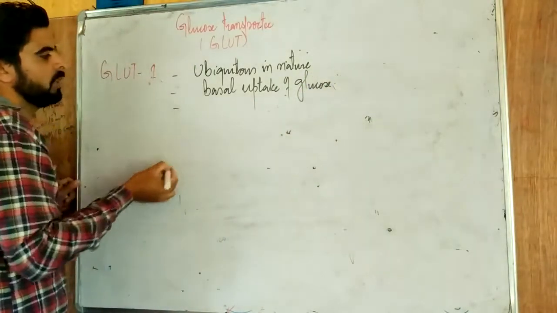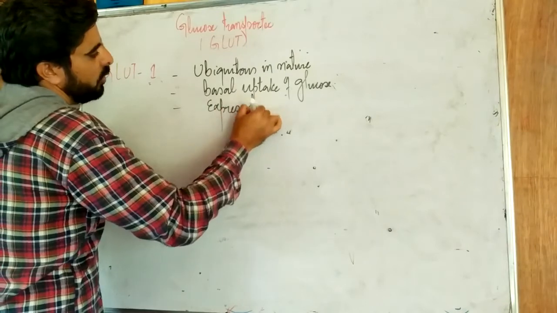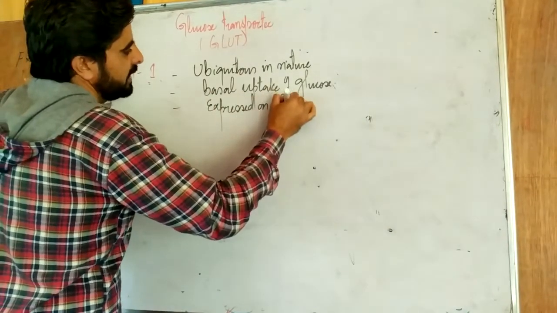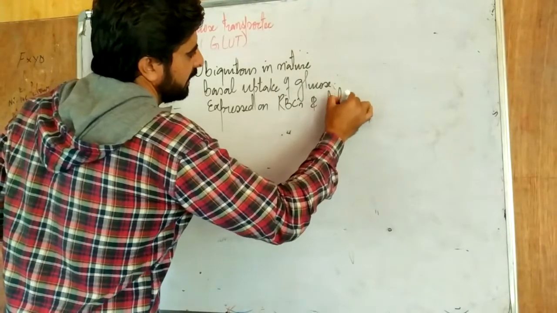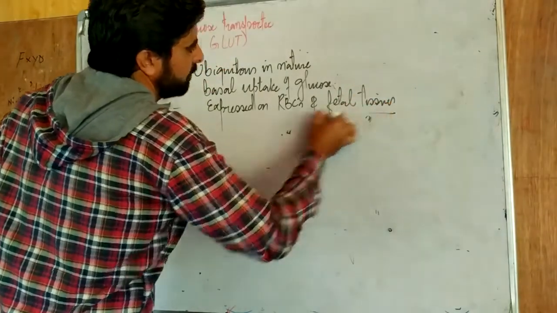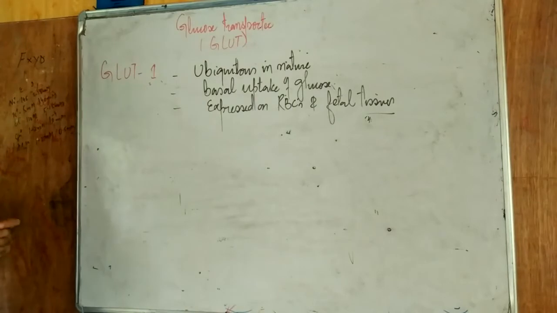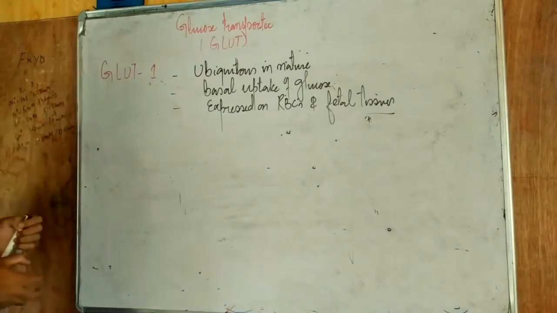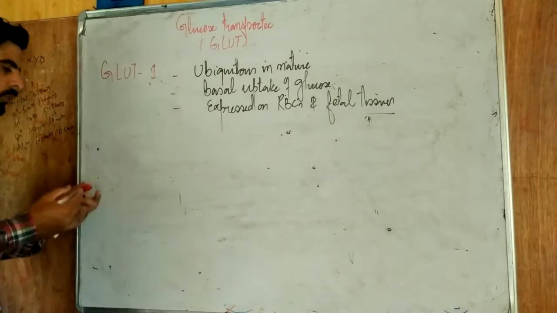And this type of GLUT is expressed on RBCs and fetal tissues. So the RBCs and fetal tissues mainly have GLUT 1, which is mainly responsible for the basal uptake of glucose. So it's expressed on RBCs and fetal tissues.